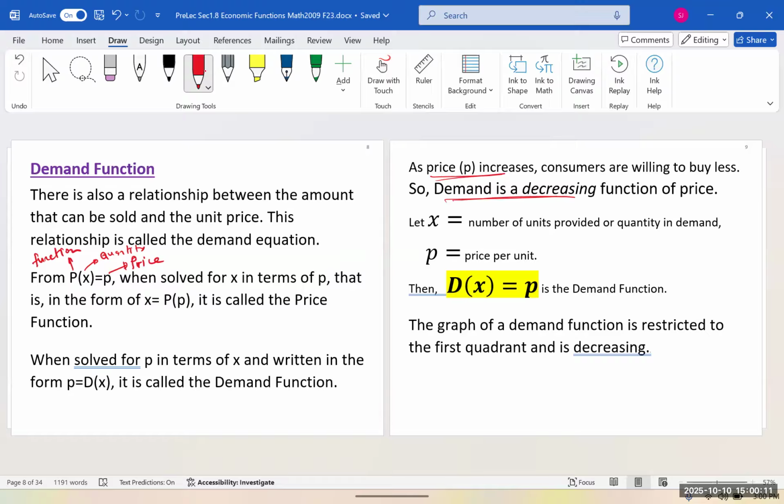So if you're normal, you're going to face the same scenario. Normal people think this way: when the price is low, we have to buy it. So our demand goes high. So if x is the quantity in demand and p is the price per unit, then price is a function of your quantity.